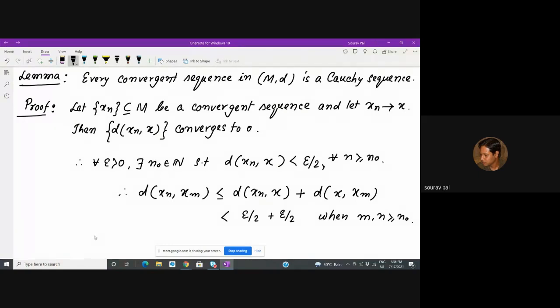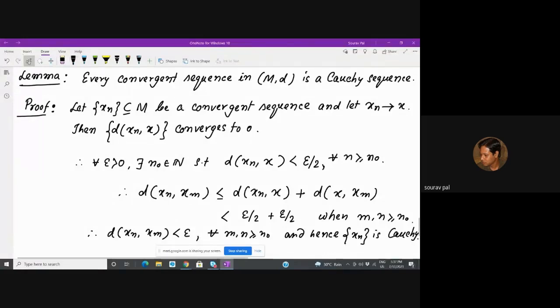Therefore, what we wanted is less than epsilon for all m, n greater than n naught. So d(x_n, x_m) converges to 0 as m, n go to infinity, and consequently it is Cauchy. So every convergent sequence is a Cauchy sequence. Does the converse hold?